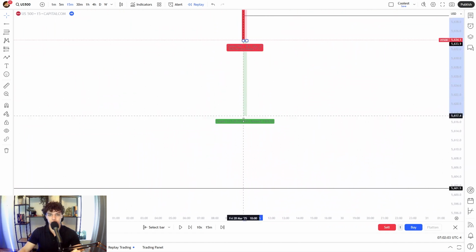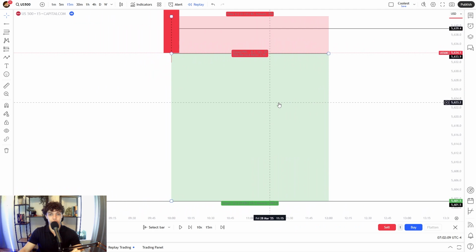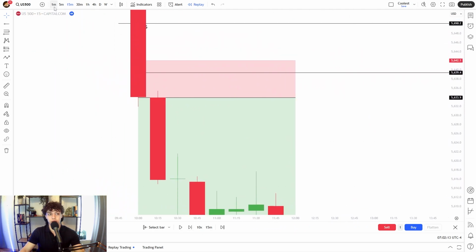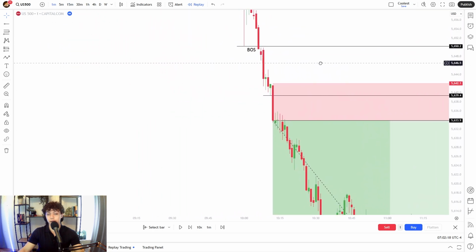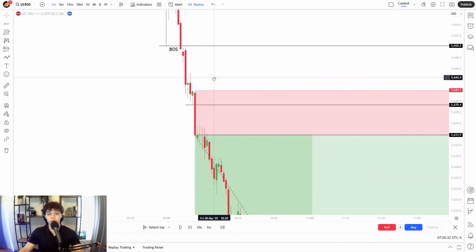Now this is a pretty huge trade, to be honest. We'll see what happens. 1.4 risk-to-reward ratio. Let's see what happens. Oh, beautiful. This is actually a pretty perfect example. Look at this. Cannot make this up.